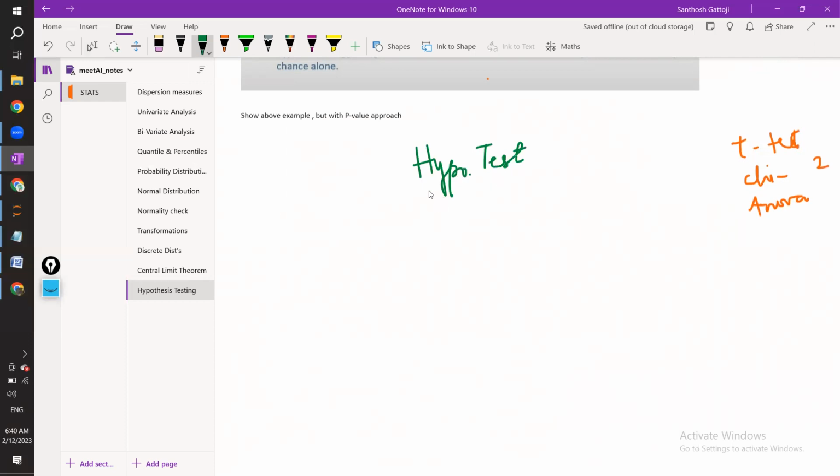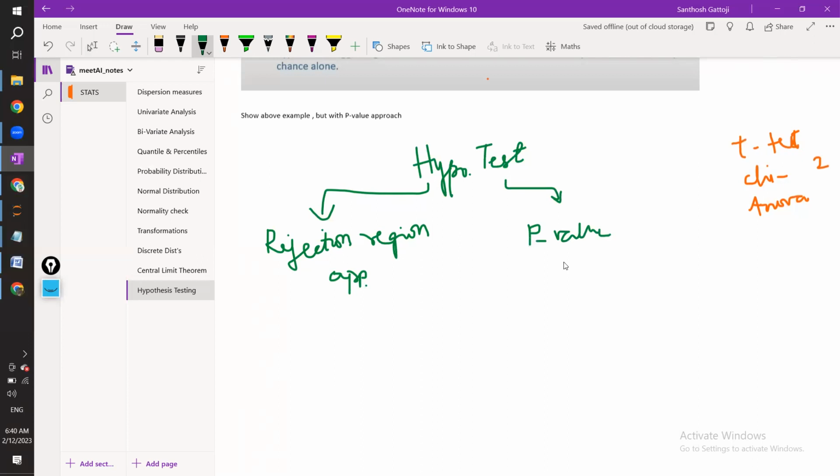can be done in two ways, guys. Okay, can be done actually in two ways. One is the rejection region approach. Second thing is the p-value approach. So first is the rejection region approach. Second thing is a p-value approach.